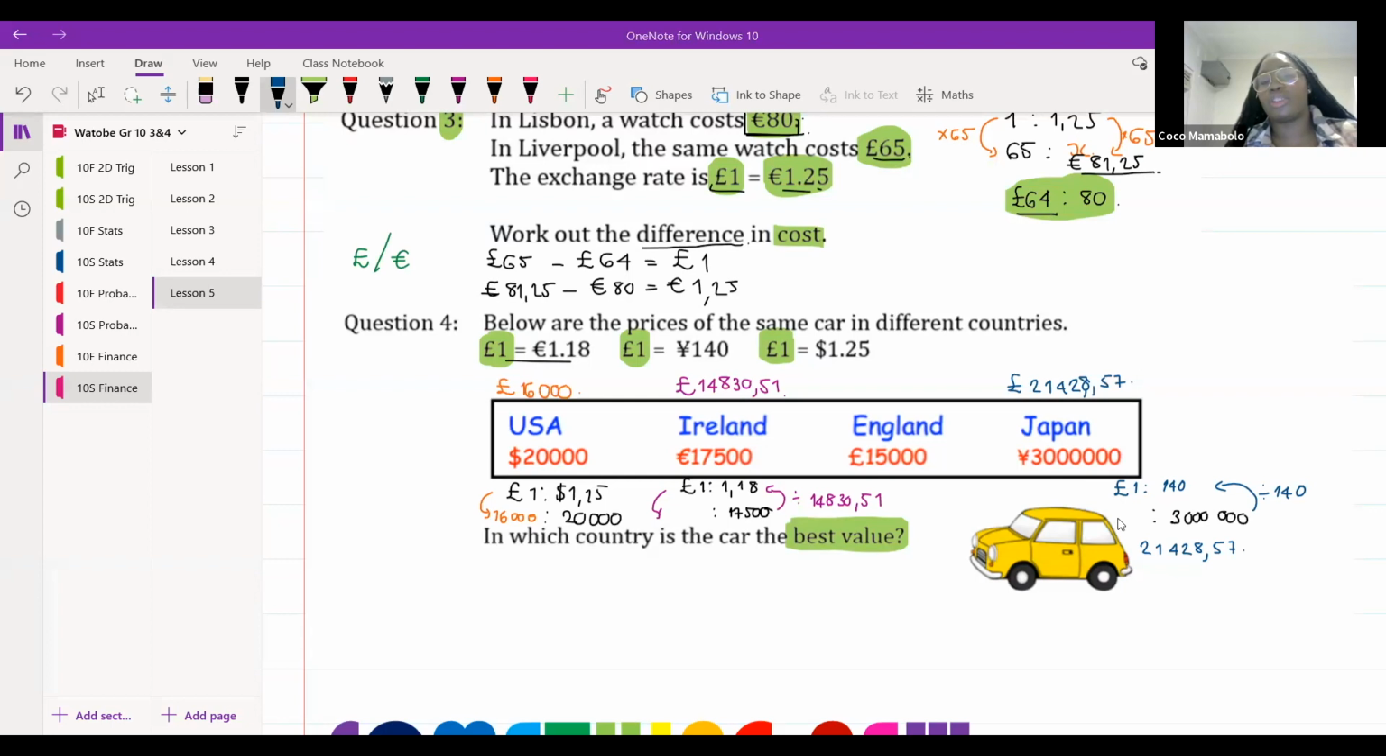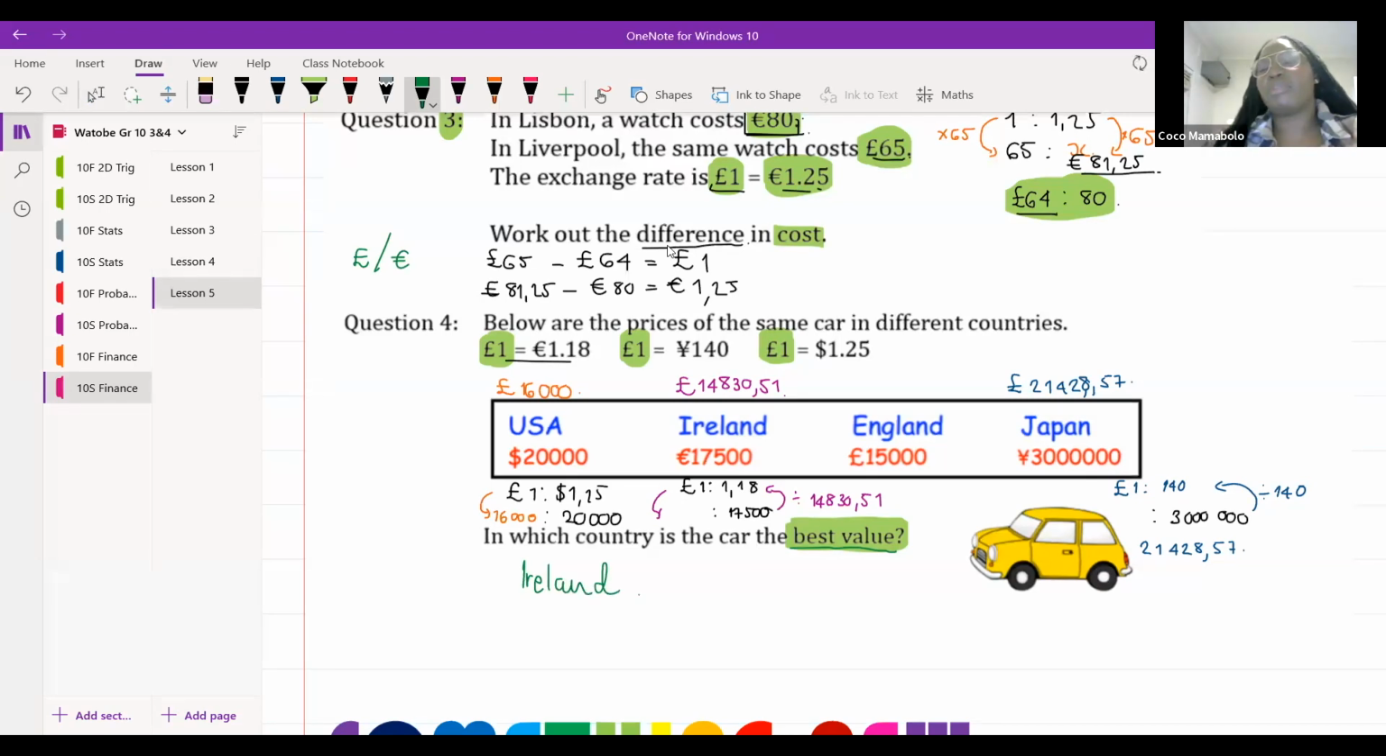We're not done. The question reads, in which country is the car the best value? In which country would you buy it and get the best value for your money? Correct. In Ireland. Beautiful. Ireland is the correct answer.